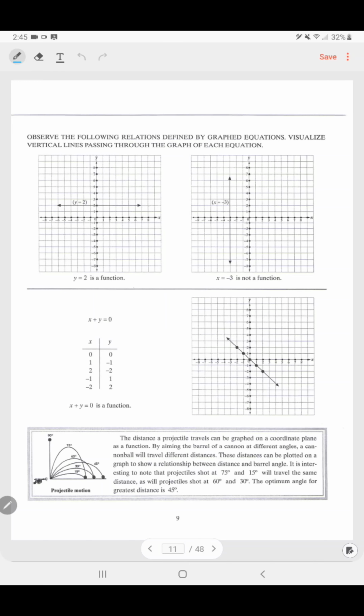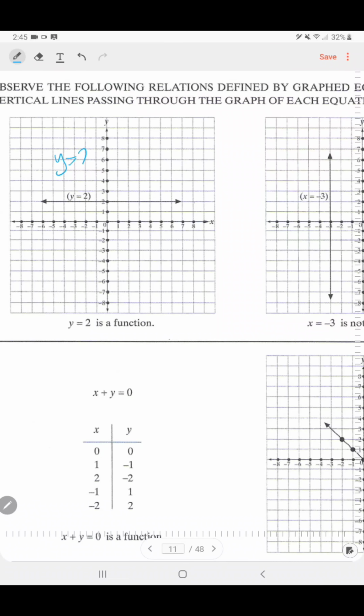They give you an equation, y equals 2. That means that there's no x value, so there's no up and down coordinate. If they give you y equals something, whatever number, it's always going to go across. So if they give you y equals -4, your answer is going to be this. If they give you y equals 3, your answer is going to be this. If they give you y equals -5, then it will be here.